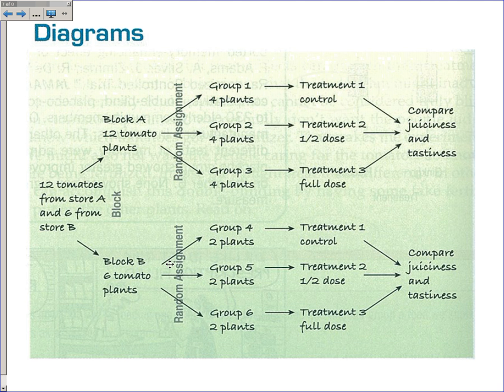Okay, or if you read in your textbook, there's an example about tomato plants from 2 different stores that we don't know if there's a difference between tomato plants from store A or store B, and so we block them, and then within each block, or within the plants from each store, you then assign them to the 3 treatments. Okay, that's blocking, and it's useful whenever you think there might be a difference in your population or your sample that could affect your treatments and your whole study.